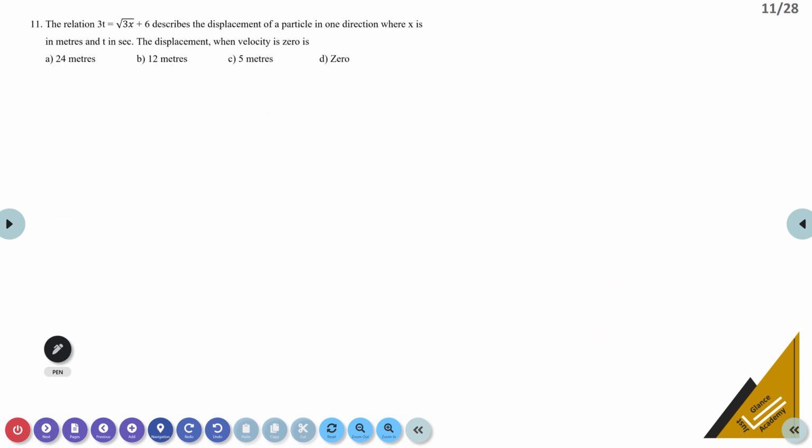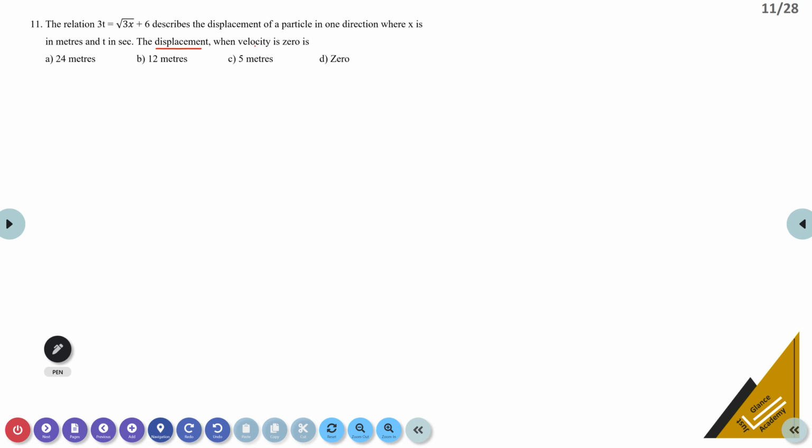Okay. Next, the 11th one. The relation 3t equals square root of 3x plus 6 describes the displacement of a particle in one direction, where x is in meters and t is in seconds. What is the displacement of the particle when velocity becomes 0, he is asking.